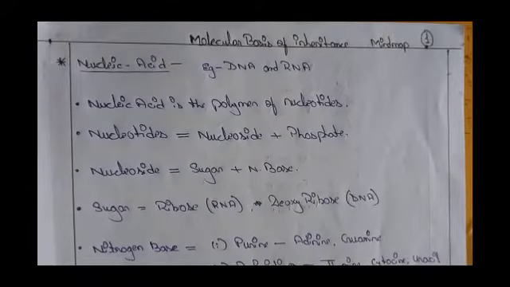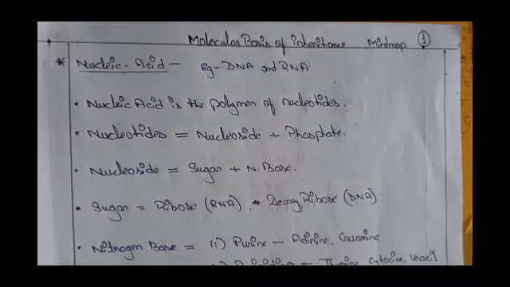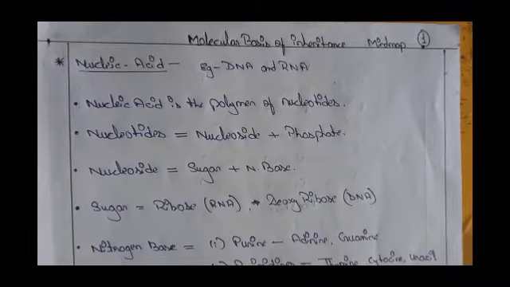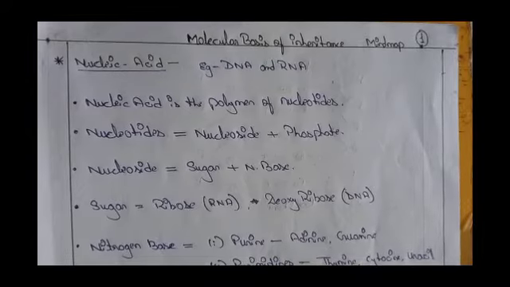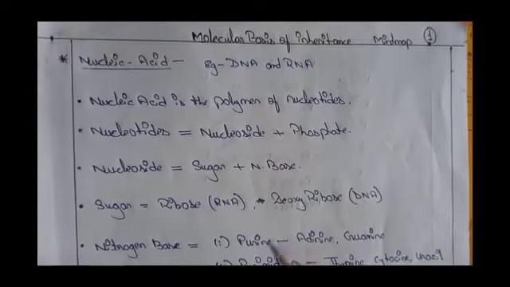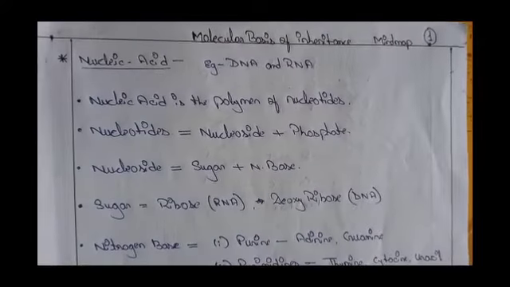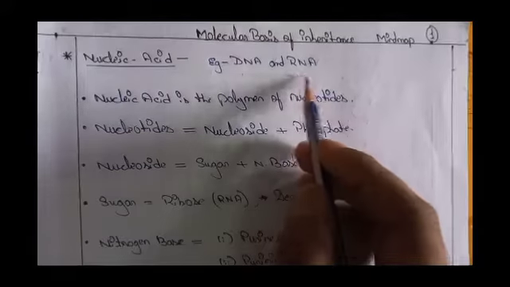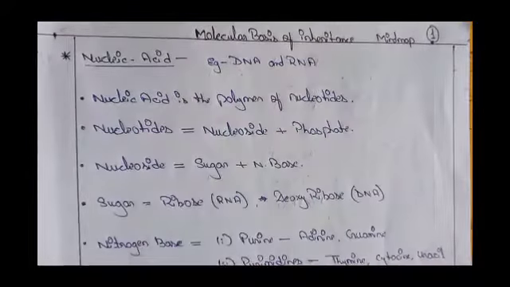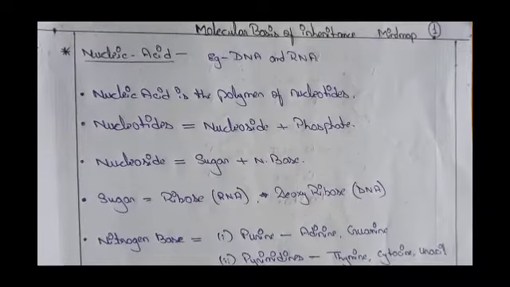Today's topic is molecular basis of inheritance in one shot, where we discuss the RNA and the DNA in detail. Okay, so our first topic in this chapter is nucleic acid. We all know that the examples of nucleic acid are DNA and RNA. DNA is the main genetic material that we will discuss in detail after some time.